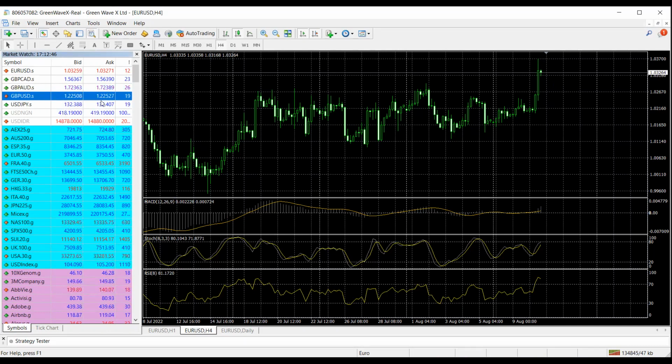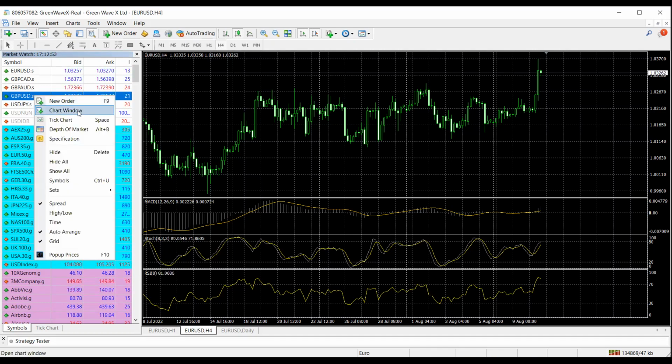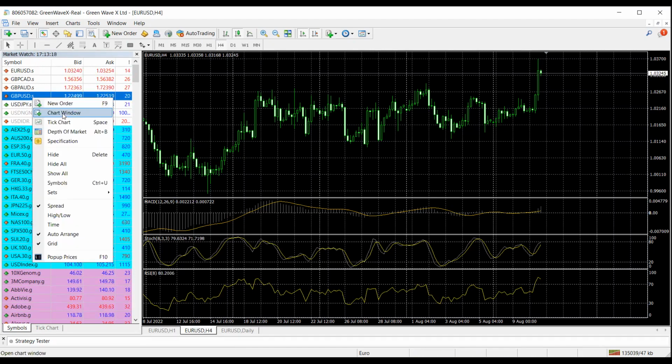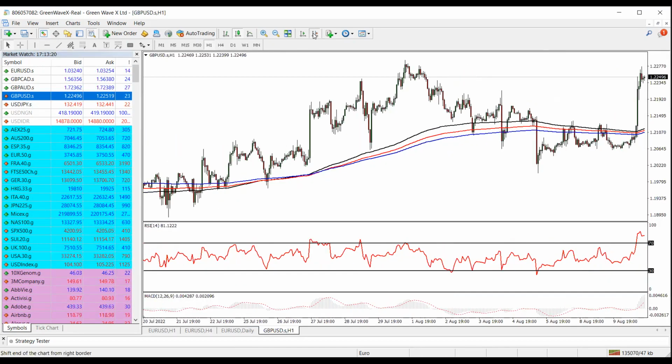And then once you see it, you can drag it here and drop, or you can right click and click chart window. It's going to open a fresh GBP/USD chart for you. But if you drag it into this one, it's going to replace the one you have here. That's the difference between dragging and the other one. If you drag this chart onto this EUR/USD, it is going to replace it. But if you want to open the GBP/USD chart separately in a new tab, you just right click and click chart window, and it's going to open it right here.